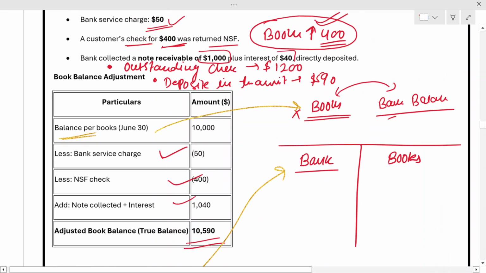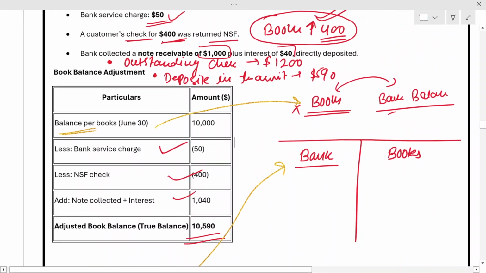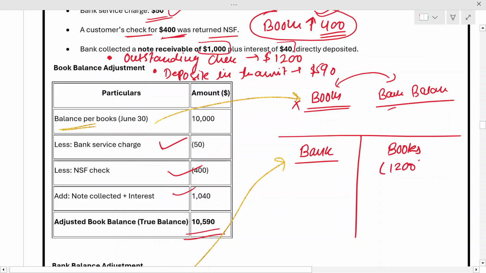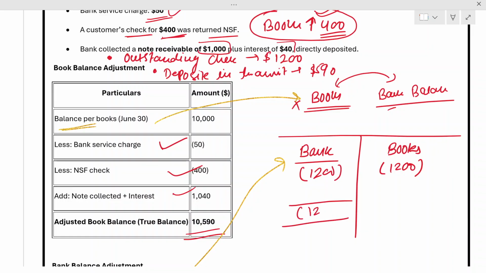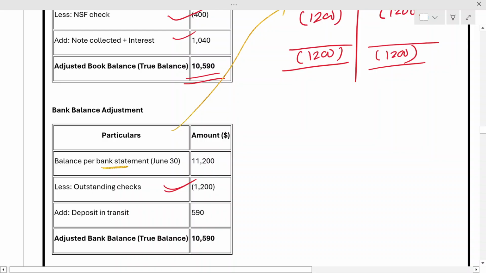Okay, now let's see the impact of both of them. There is an outstanding check of $1200 here. Now what does this outstanding check do? Simply, the vendor has not encashed it, but you have reduced it from your books of accounts. So what you have done in your books of accounts is reduce this $1200. To match both of them, in the bank here you will say I will reduce 1200 from here as well. So finally this 1200 and this 1200 will match with each other. So you can see this 1200 has been reduced from here.